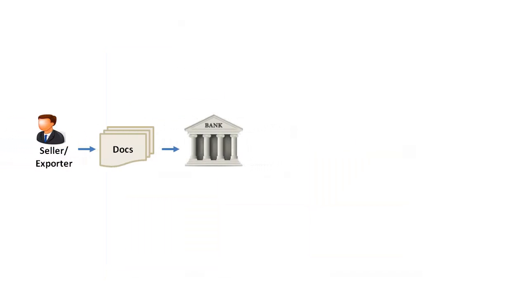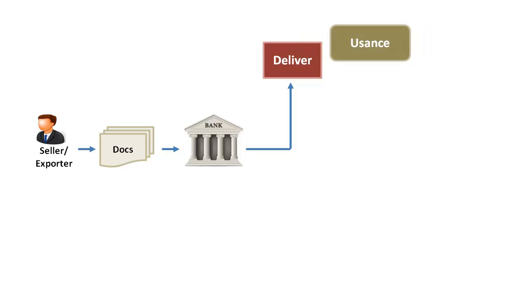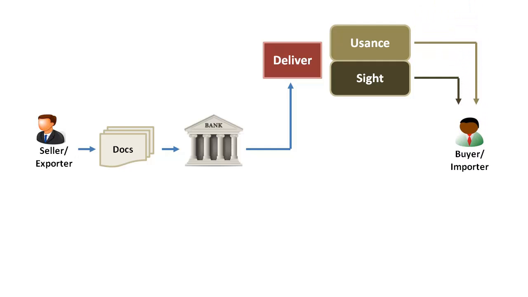A bank will receive documents from a seller. So seller is the party who will send documents to the bank for collection. When the bank is in receipt of the documents, the bank will handle the documents by way of delivering. The documents presented by the seller may be usance documents, where the seller agreed to receive payment on maturity, that is, after a certain period of time, or could be sight documents where the buyer requests immediate payment. Either usance or sight, the duty of the bank is to deliver the documents to the buyer.